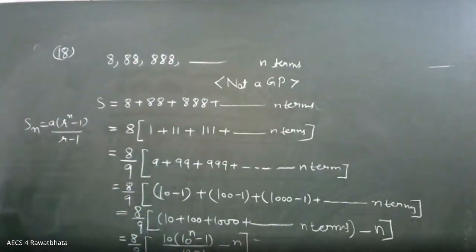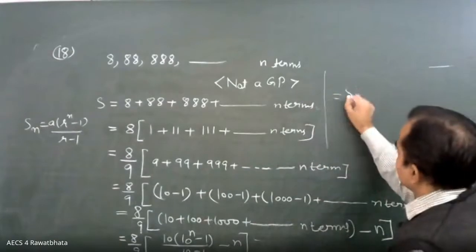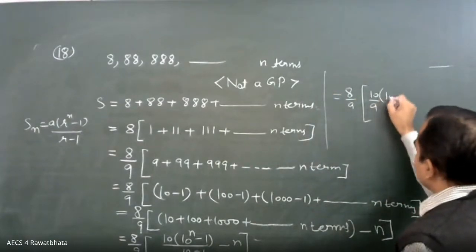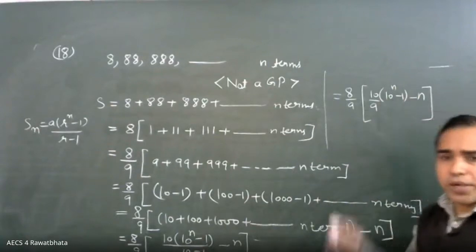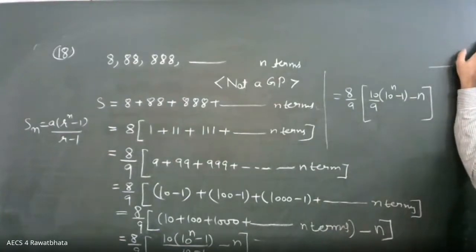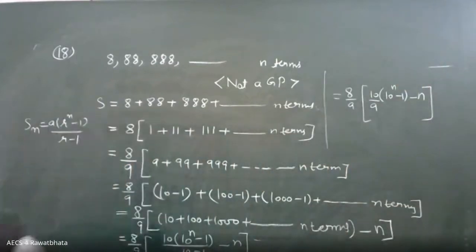And this is my final answer. You can check it, right? This is my final answer. 8 upon 9, 10 upon 9, 10 raised to power n minus 1 minus n. Right? This already is simple only. Even if you multiply, it doesn't become better. Right? You can check it, students. This we can declare as the final answer. Yes. Now, let's move ahead towards the next question.